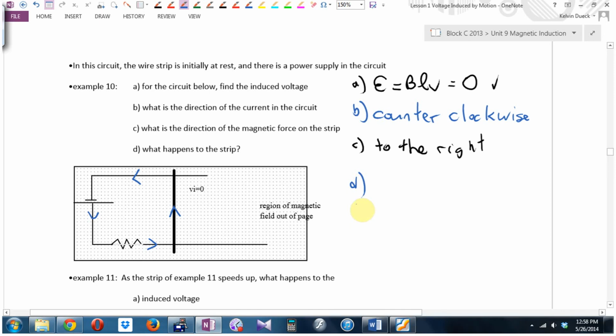What happens to the strip? Starts to accelerate to the right. Kelly, you with me so far? Good right-hand rule application, okay?